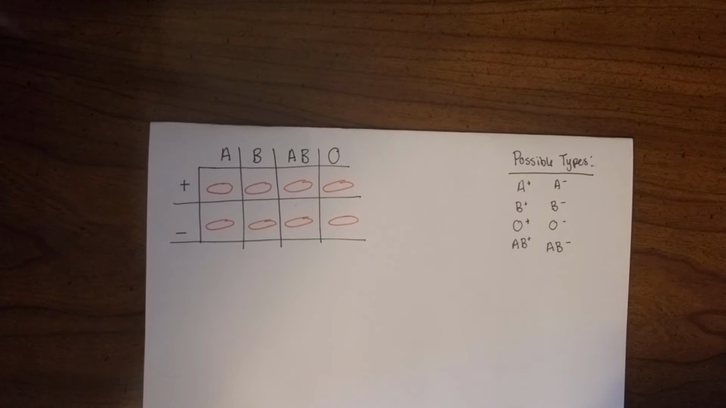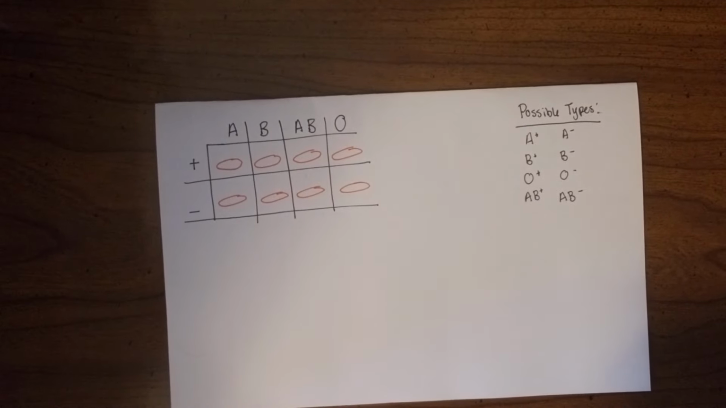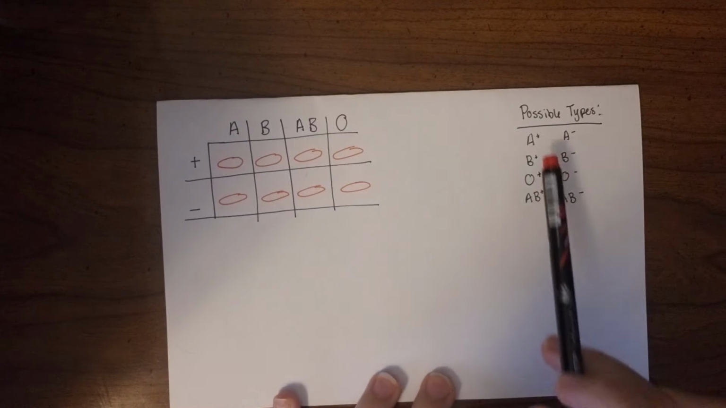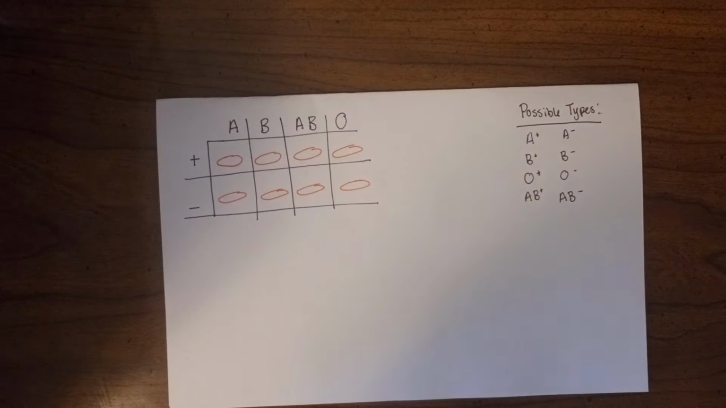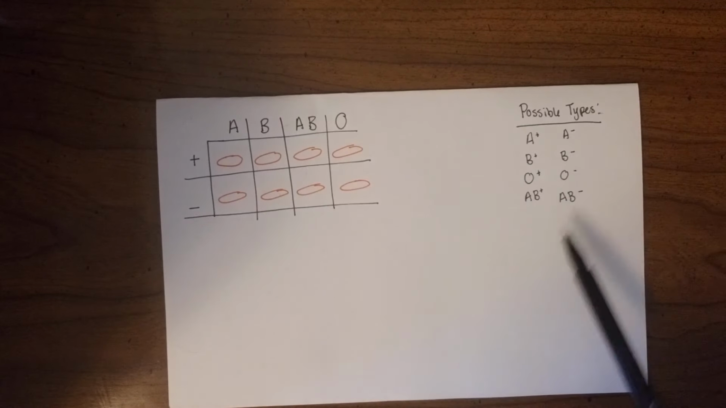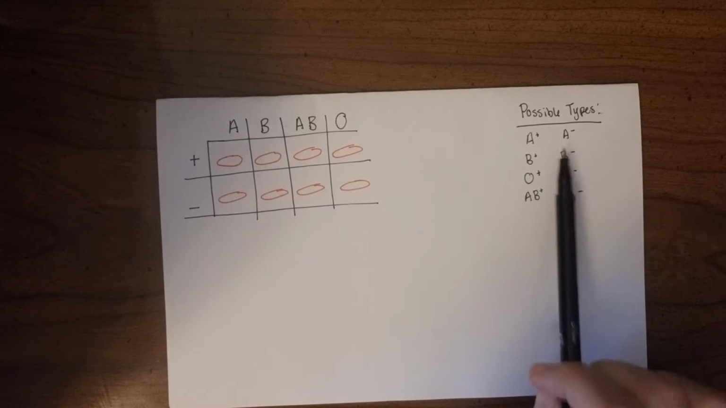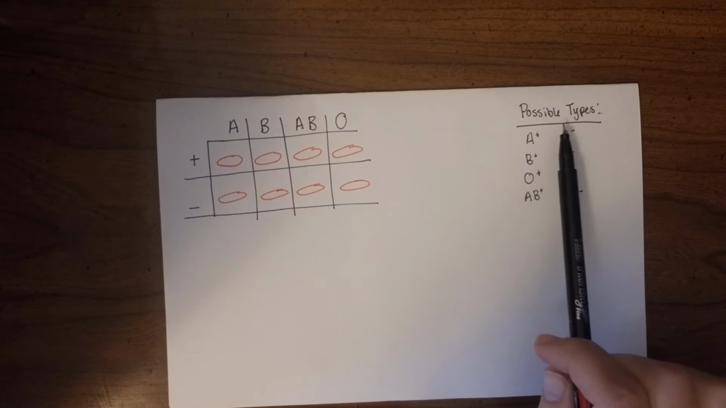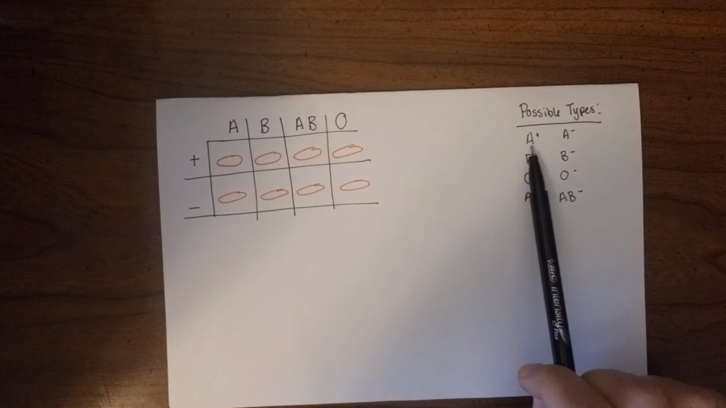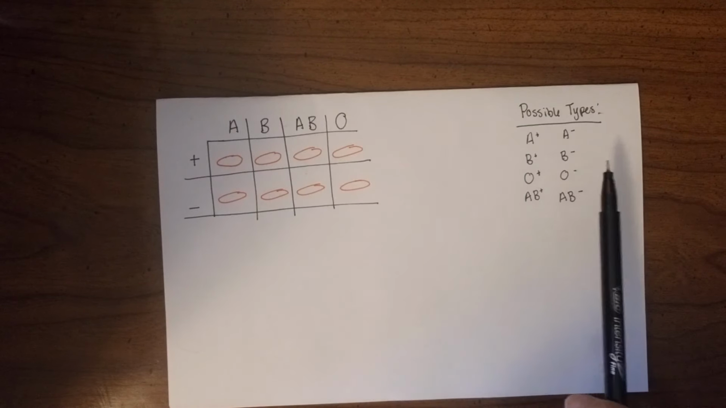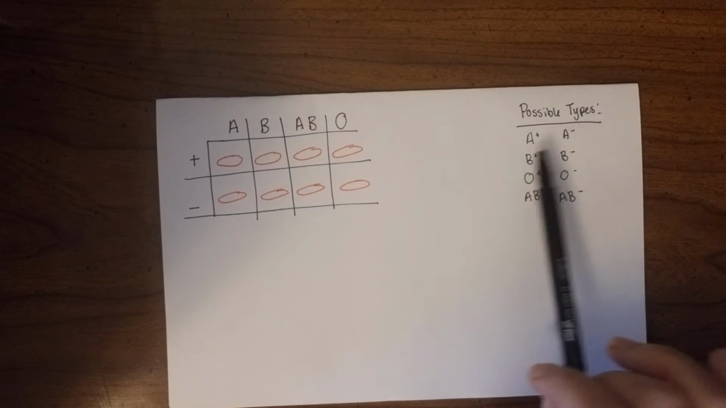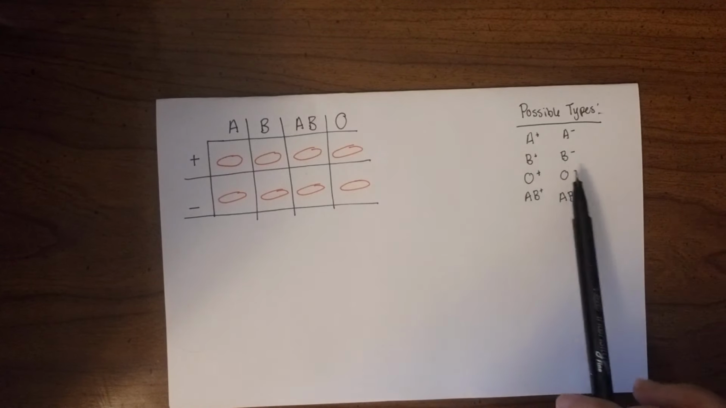Okay, so let's take a look at the possible blood types that we could have. So the blood types are A positive, B positive, O positive, AB positive, A negative, B negative, O negative, and AB negative. Notice that in order to properly name the blood type, you need both the letter and positive or negative. So there's no such thing as just type A blood, type B blood. It's always followed by positive or negative.